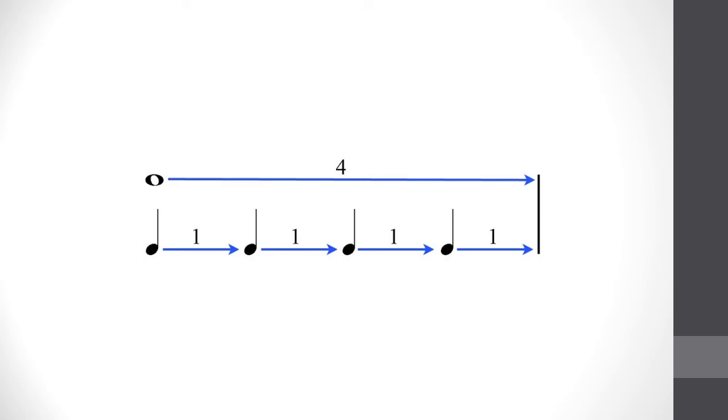In the next 4 audio clips, the clicking sound represents the quarter note, or the value of 1. The piano sound represents all the other notes.